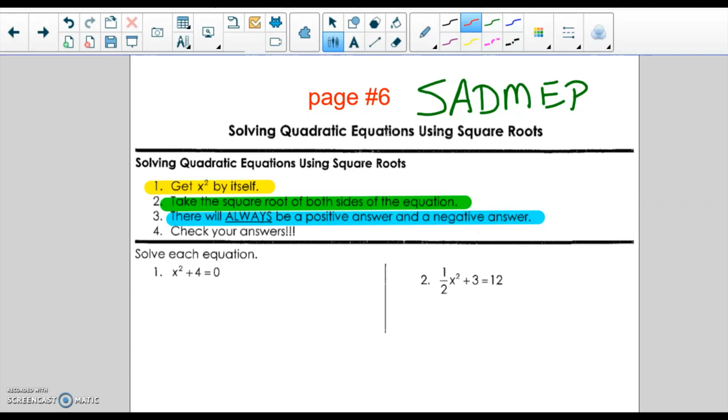So, SADMAP. All right, so I'm going to take this first problem right here, number 1, and we're going to say, what can we do first out of SADMAP? Is there any addition and subtraction that can be done to get x squared by itself? Yes. So we are going to subtract 4 on both sides of the equation. That gives us x squared equals negative 4.